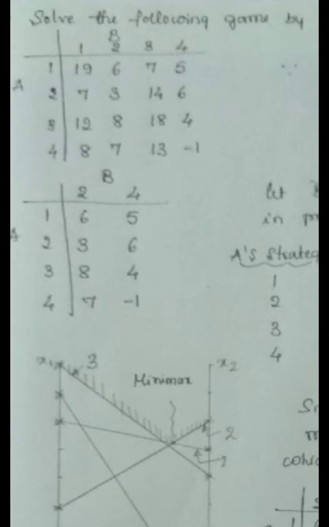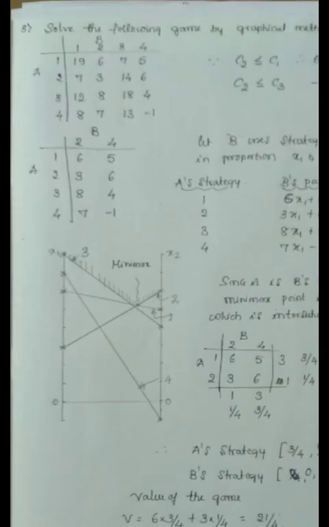Compare 2 and 3. 6 less than 7, 3 less than 14, 8 less than 18, 7 less than 13, which means column 2 elements are less than or equal to column 3. We can eliminate column 3. Column 1 and column 3 are eliminated. The resulting matrix has only columns 2 and 4 remaining. Now it is reduced to a 2 column problem. Since there are only 2 columns, we can apply the graphical method.